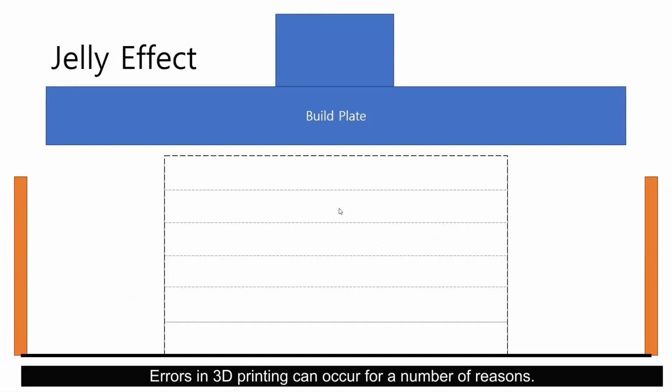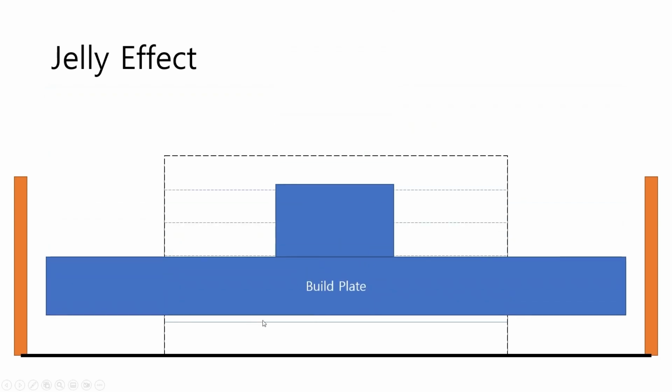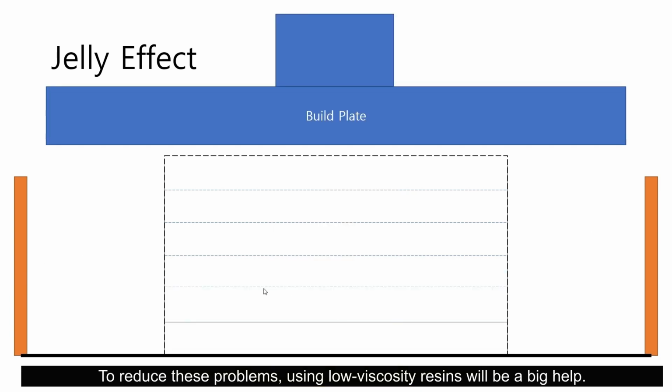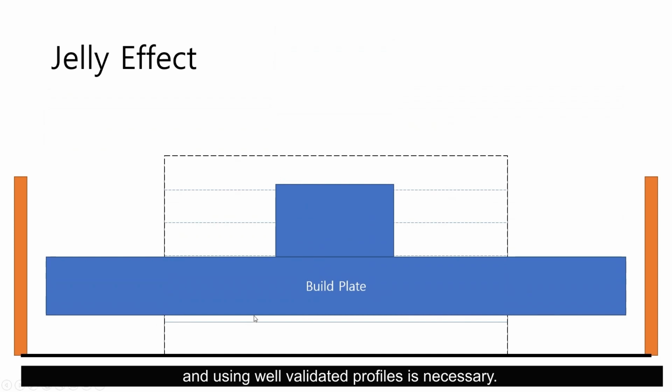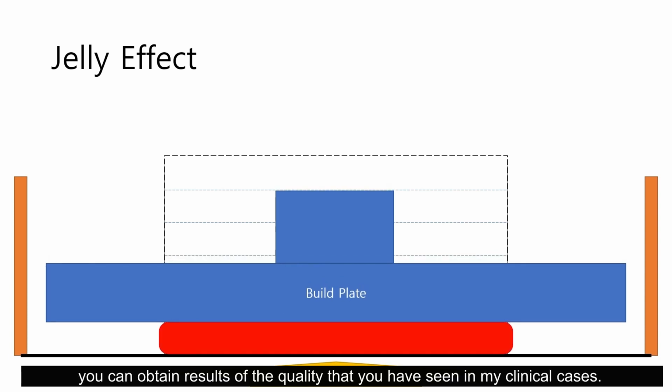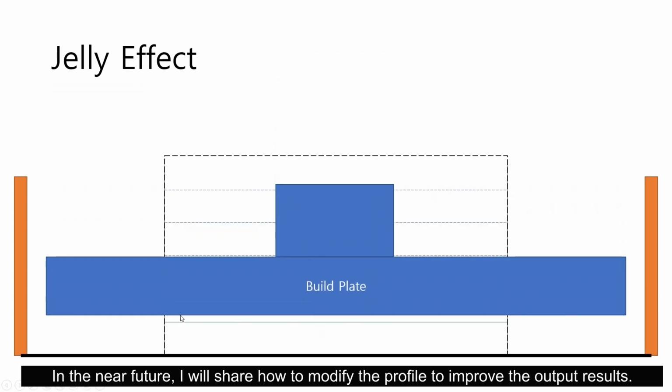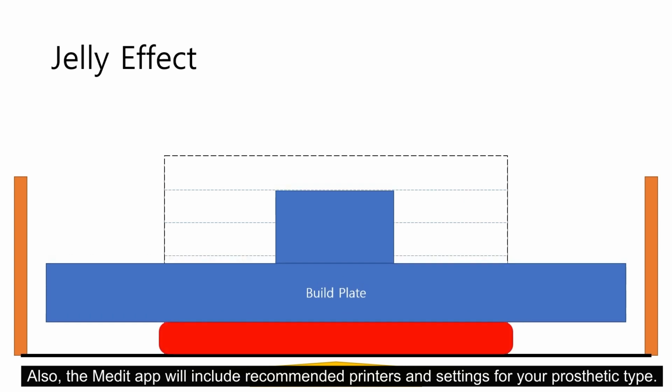Errors in 3D printing can occur for a number of reasons. Polymerization shrinkage of the resin and the jelly effect that we talked about last time are the main ones. To reduce these problems, using low viscosity resin will be a big help, and using well-validated profiles is necessary. Through this process, you can obtain results of the quality that you have seen in my clinical cases. In the near future, I will share how to modify the profile to improve the output result. Also, the Medit app will include recommended printers and settings for your prosthetic type.